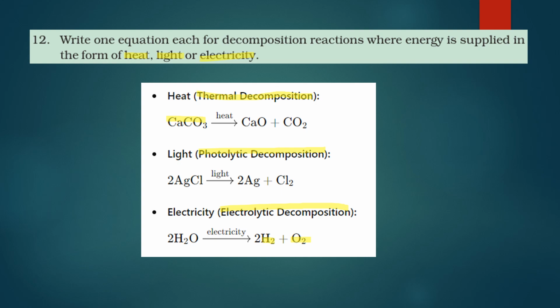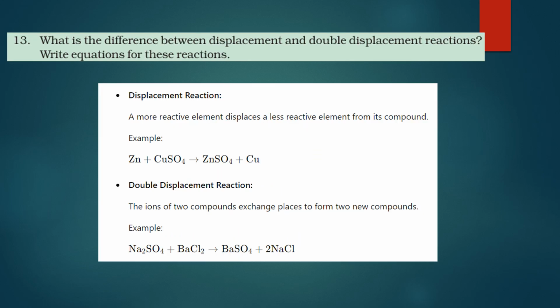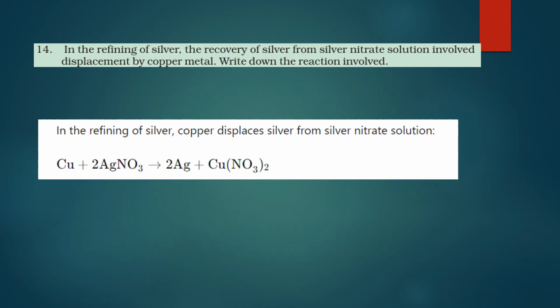This is very important. Then question 13 is also quite important. We have to tell the difference between displacement and double displacement reactions and give the equations too. So just go through these equations and these definitions. These are good ones. So question 14 says, in the refining of silver, the recovery of silver from silver nitrate solution involved displacement by copper metal.